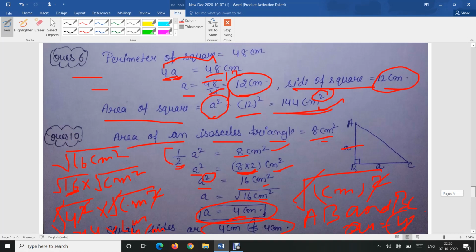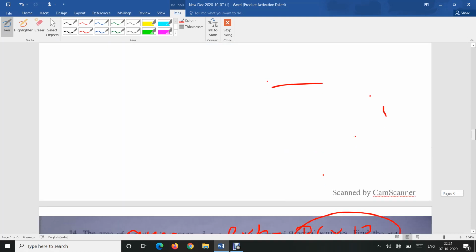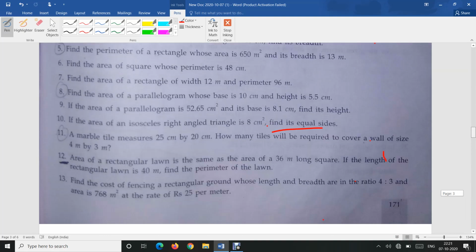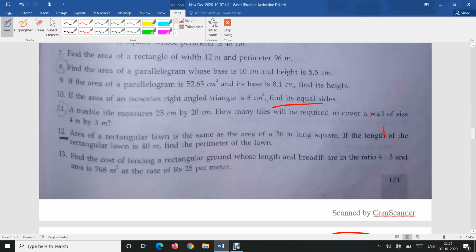Now let's see the next question, which is question number 11. Question number 11 is saying a marble tile measures 25 centimeter by 20 centimeter. How many tiles will be required to cover a wall of size 4 meter by 3 meter? Here the length and breadth of the tile are given and the length and breadth of the wall are given, and you have to find out how many tiles will be required to cover it.